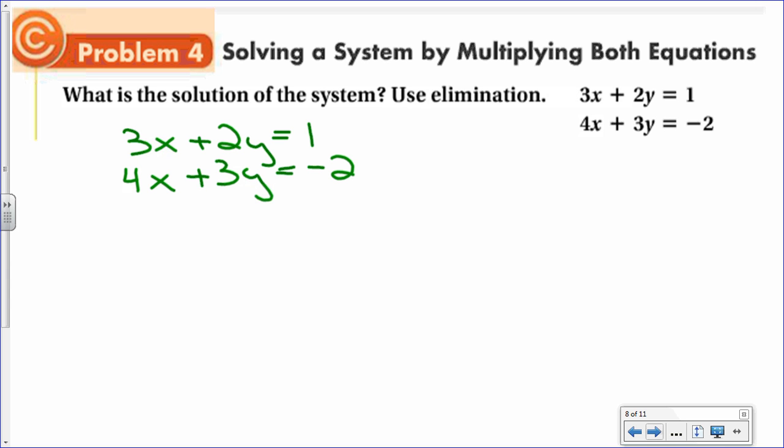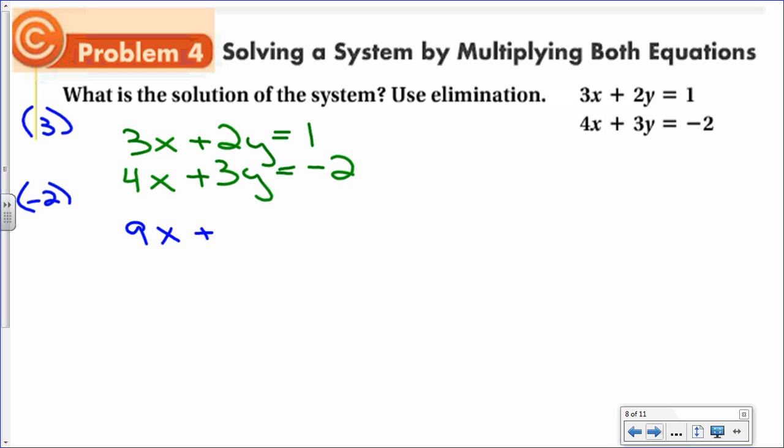Now, if we want to get to 6, we'd have to multiply the top equation by 3, so that my y value would be 6y. Now, I have to multiply the bottom equation by negative 2 because I want the top to be a positive 6y and the bottom to be a negative 6y. Therefore, they'd eliminate. So here's what you'd get after you run that through.